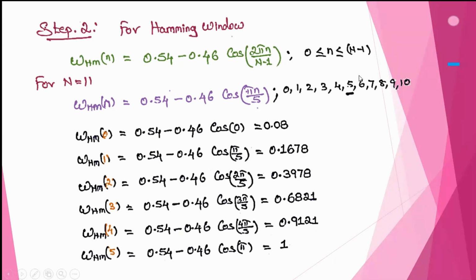Then what can we tell? There is no need to substitute n equal to 6. Simply we can tell that the 4 value will be equal to 6. So omega hm of 4 will be equal to 6, and then this is 7, 8, 9, 10. So omega hm of 0 will be equal to omega hm of 10. So like that we can tell according to this window technique. That is the mirror image of the graphical thing. So the second step has been completed now.